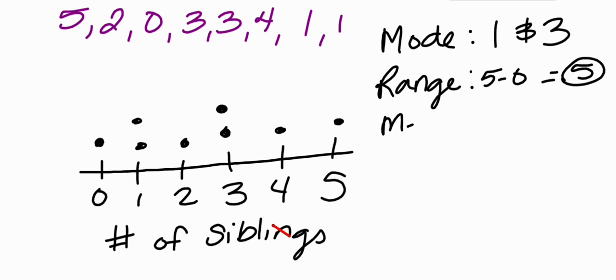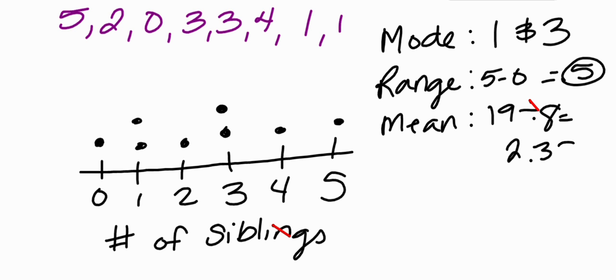My mean, I'm going to add that up. So I'm going to have 0 plus 1 plus 1 plus 2 plus 3 plus 3 plus 4 plus 5, which gives me 19. And I'm going to divide that by 1, 2, 3, 4, 5, 6, 7, 8 numbers. So 19 divided by 8 gives me 2.375, so I'm going to say 2.38.